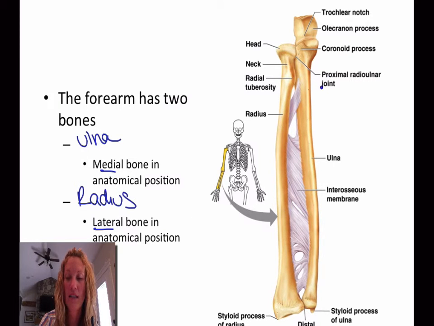And go ahead and pause the video, and you can write down each of these. So you have the trochlear notch, the olecranon process, you have the head, you have the neck, the radial tuberosity, the radius. So go ahead and pause this, and we will go through each of those individually in class.